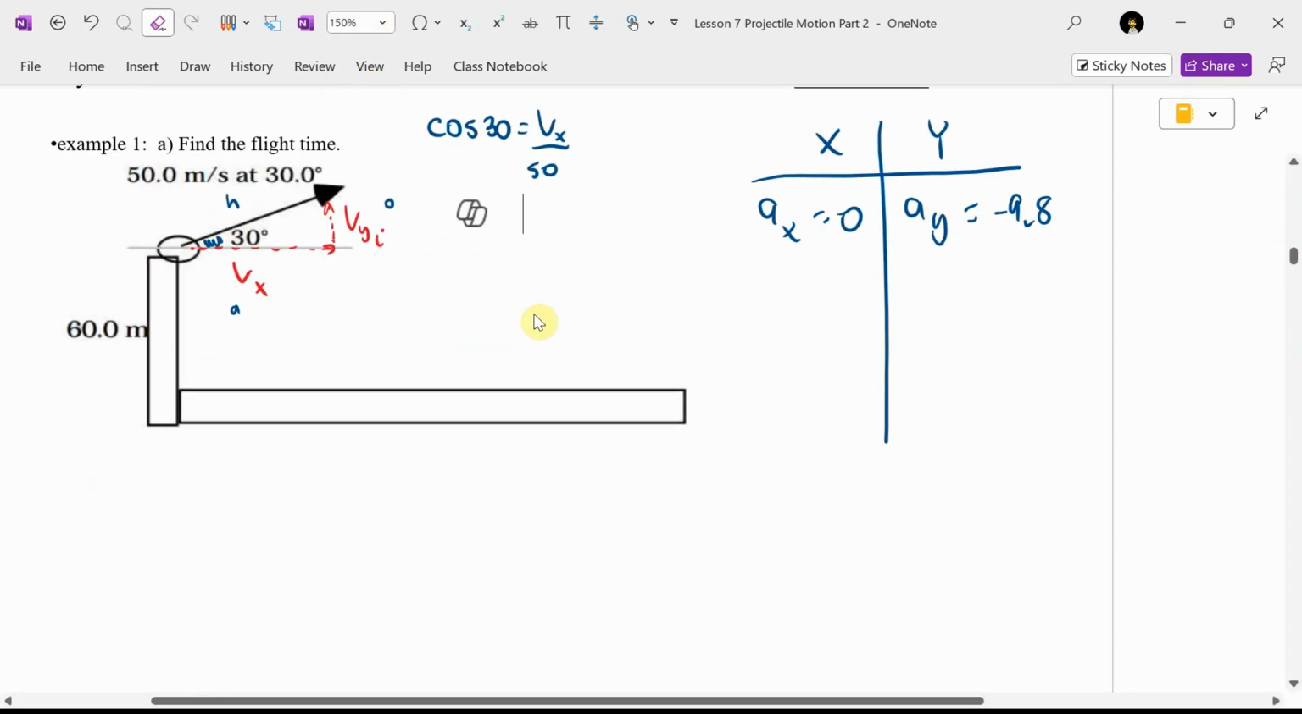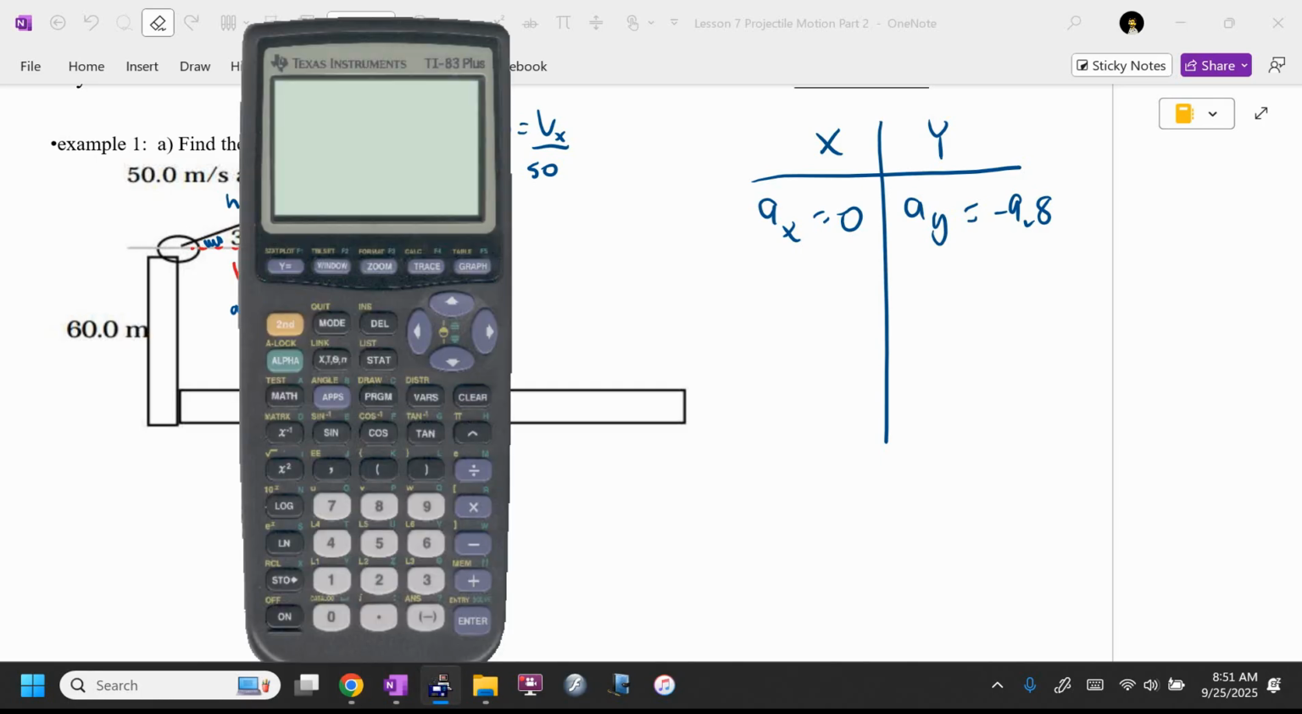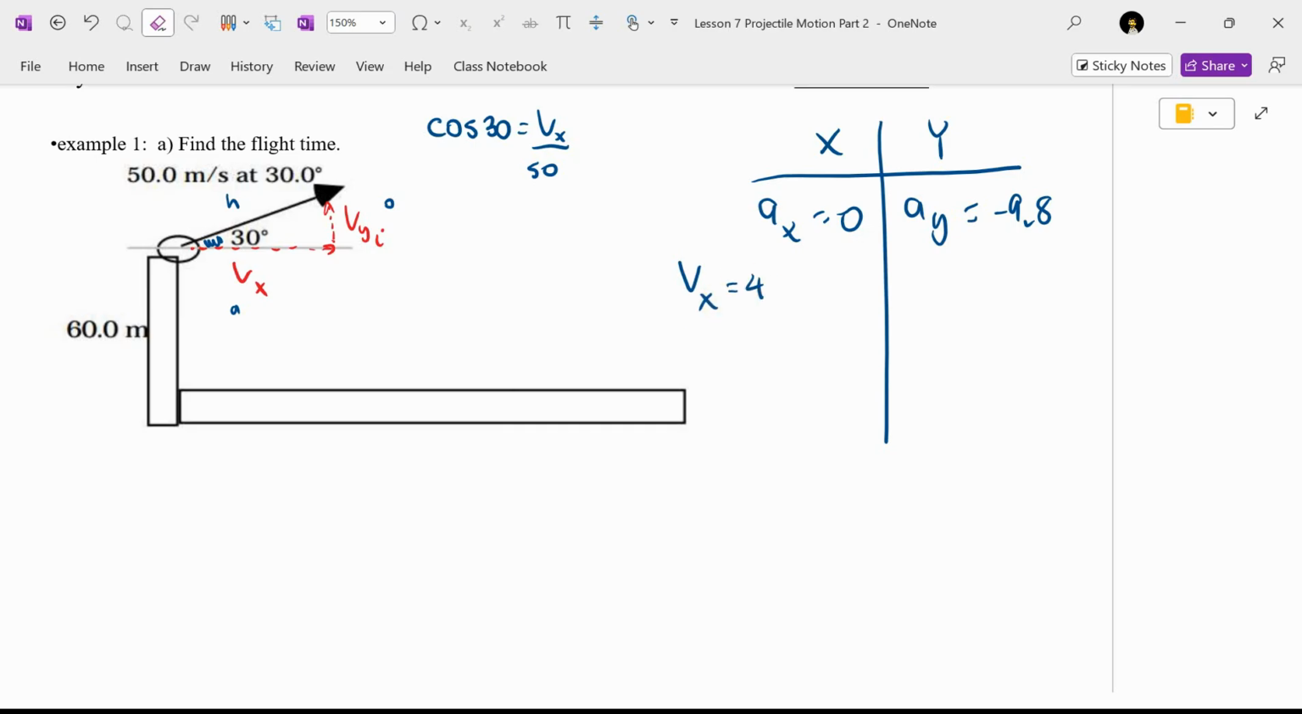Yeah, let's just do that on our calculator. I'm not going to even write out that step. I think you're good enough that I can trust that once you have the fraction, you can rewrite it with formula manipulation. So it's going to be 50 cos 30, and I get 43.301. Vx equals 43.301.